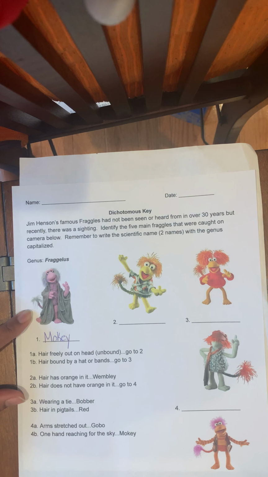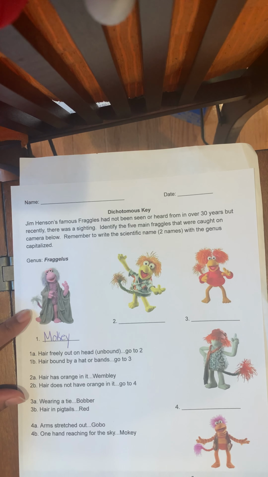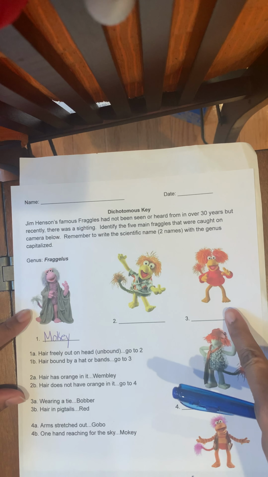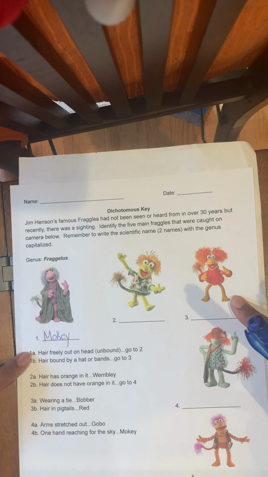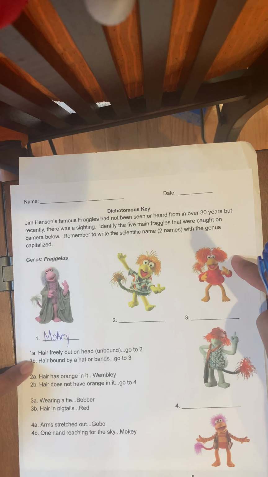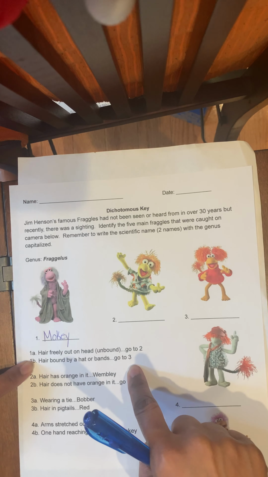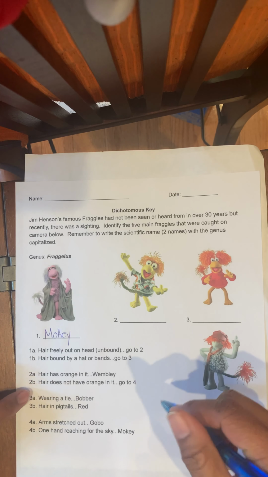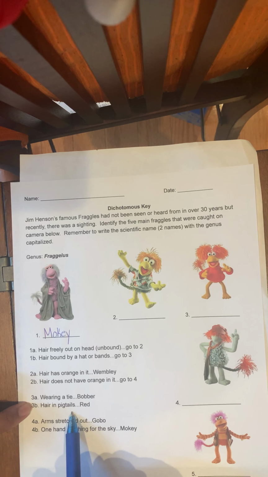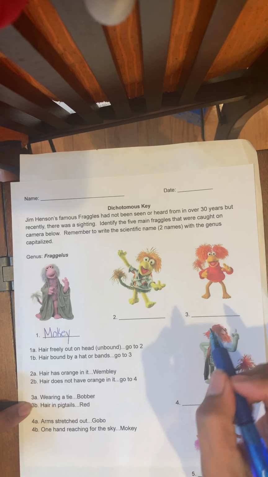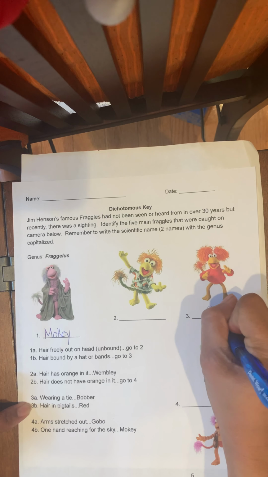Okay? Let's do one more. Let's try this one here. So would I take this one? Hair freely out on head, or hair bound by hat or bands? The hair is bound, so I go to number 3. Number 3, sorry. Wearing a tie or hair in pigtails? The hair is in pigtails, so this is red.